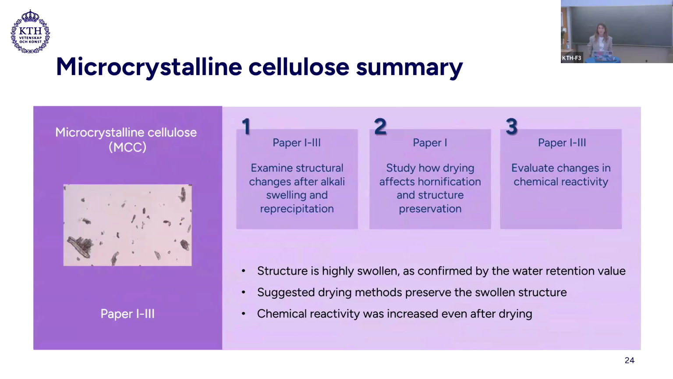So to summarize what we've been doing for the microcrystalline cellulose, I'm trying to connect it back to my objectives, so objectives 1, 2, and 3. We could see that we get the highly swollen structure, and we confirmed this by water retention value. The methods that we suggested for drying work and they preserve the swollen structure. And we could also see that the chemical reactivity was increased, even after drying.